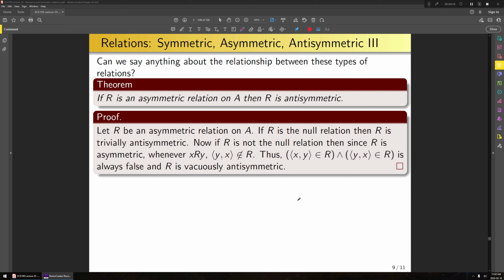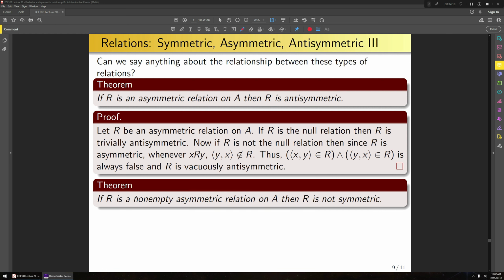Starting to lose my voice again. If R is a non-empty asymmetric relation on A, then R is not symmetric. The key idea here is non-empty again. If it's empty, then it's both, right? But this just says that asymmetry and symmetry are kind of opposite things. You can't have both unless you're empty.